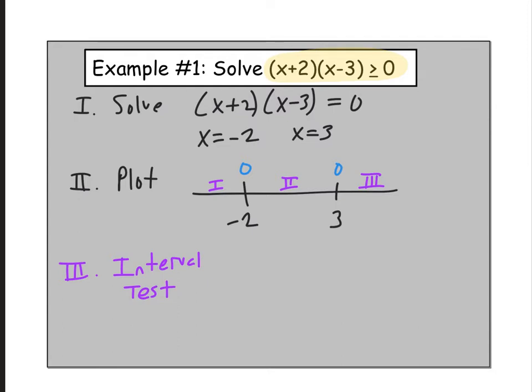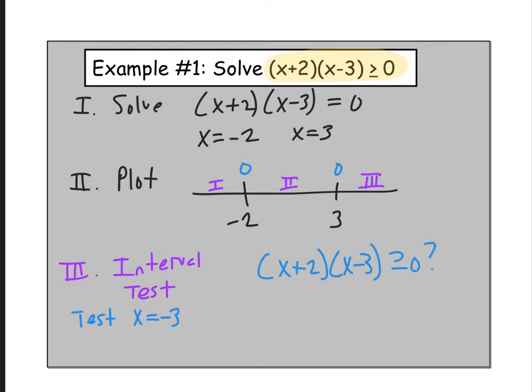For interval 1, which is anything to the left of negative 2, let's just try x equals negative 3. When we do the test, I'm going to be plugging into this form, x plus 2 times x minus 3, and asking myself, is it greater than or equal to 0?